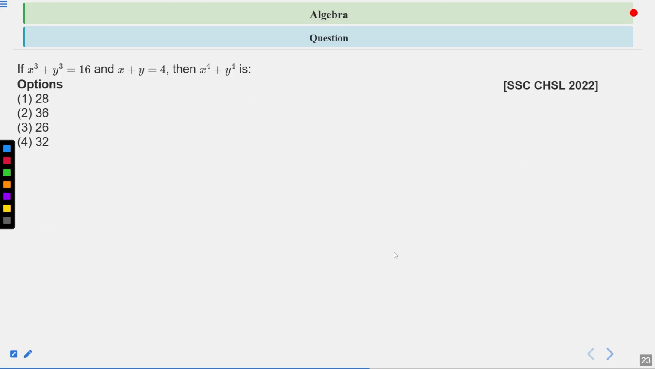If x³ + y³ equals 16 and x + y equals 4, then what is the value of x⁴ + y⁴? This question was asked in the SSC CHSL exam in 2022. There are 4 options. First one is 28, second is 36, third one is 26, and fourth one is 32. Now you have 10 seconds to analyze the question. Your time starts now.